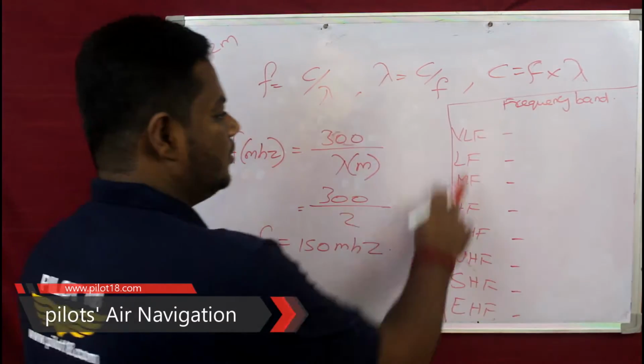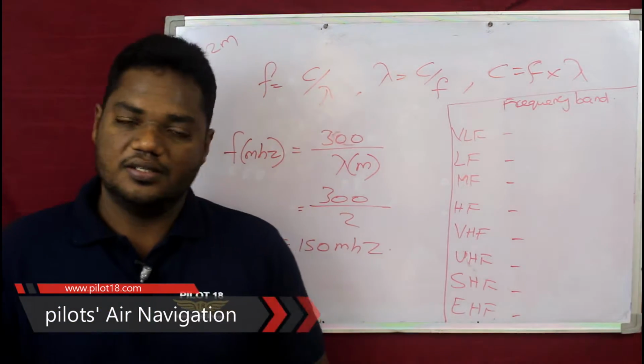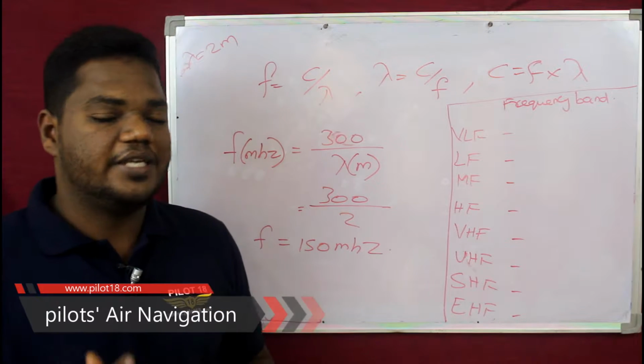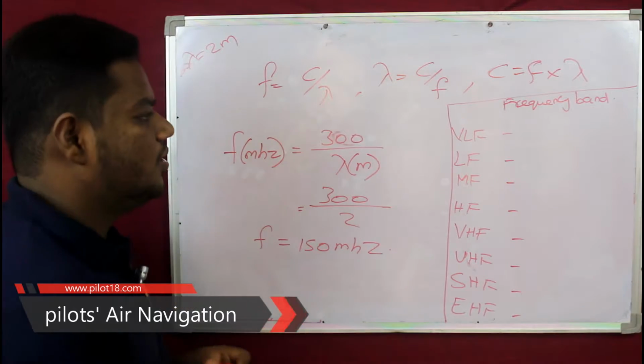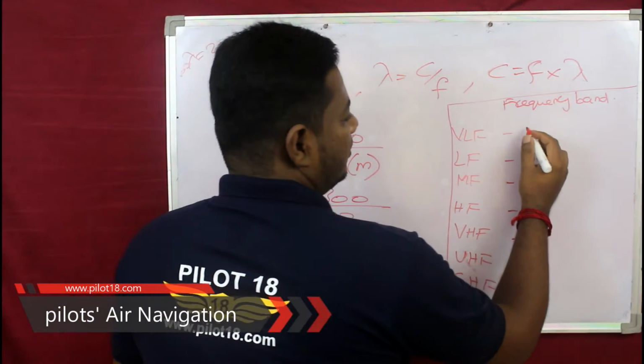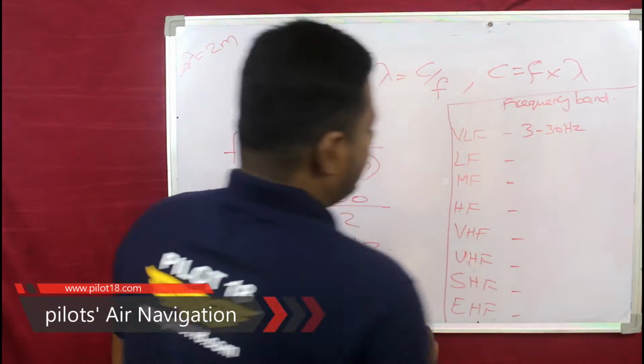So we have seen frequency is actually measured in hertz, right? The number of cycles per second is known as hertz. So let's start with 3 to 30 hertz, right?